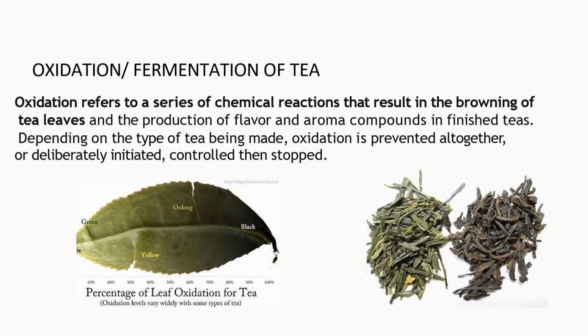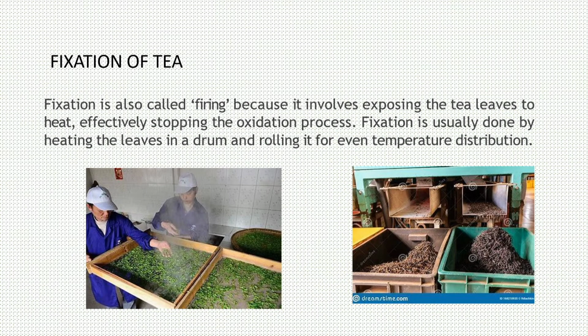Leaves are the main. So oxidation is one of the main steps, which is very important. And see, depending on the type of the tea being made, oxidation is prevented altogether or deliberately initiated. See, in this green tea, oxidation is completely prevented, but in this black tea, it is deliberately initiated for a longer process because they'll be getting darker in color. That's how some consumers prefer darker color tea, right? So now we'll be going to the next step, that is fixation of tea.